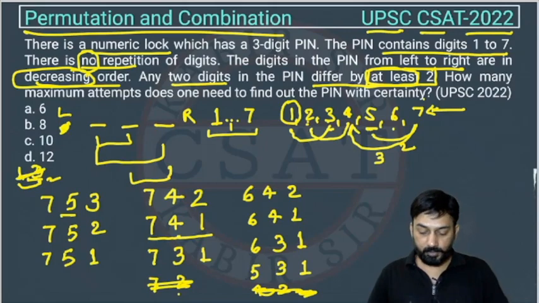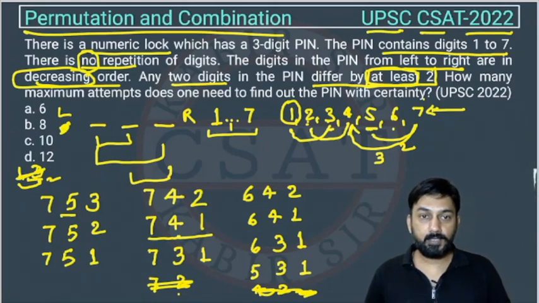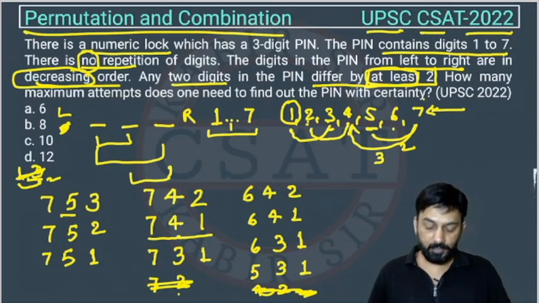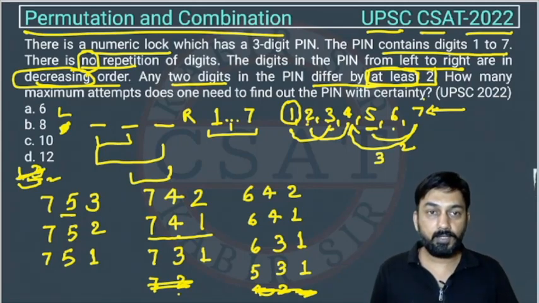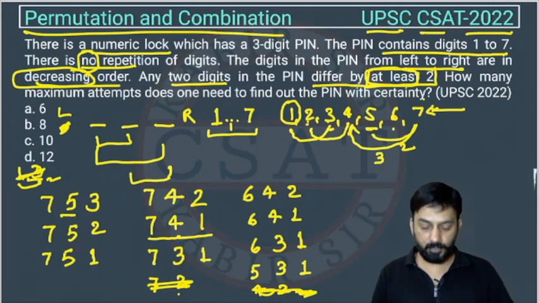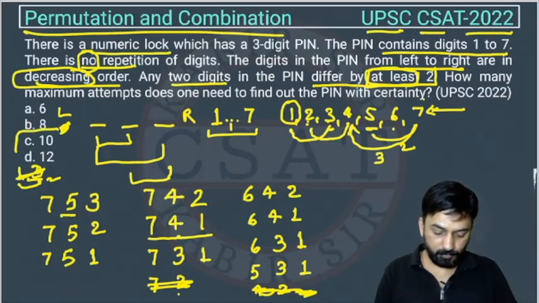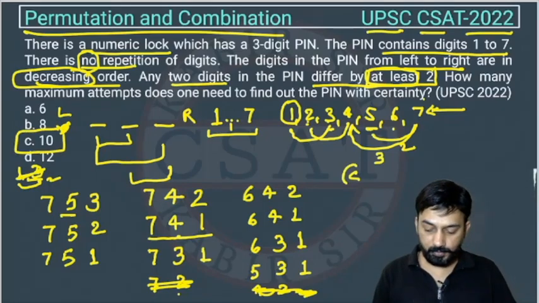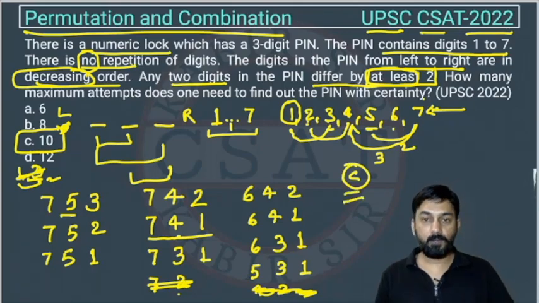So these are the only possible passwords. There is no other password we can generate with these conditions. So we just count them: first, second, third, 4 5 6 7 8 9 10. So only 10 passwords can be generated, or somebody has to try 10 times to open this lock. So the answer is option C.